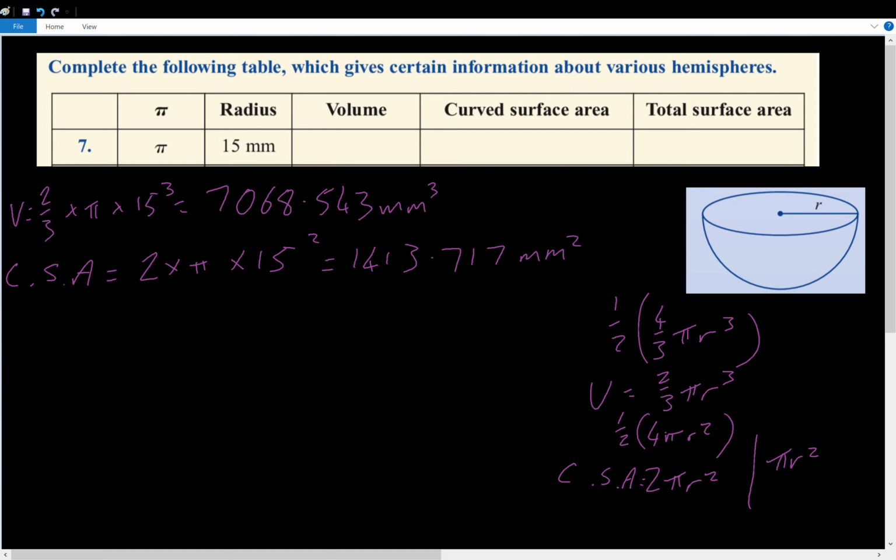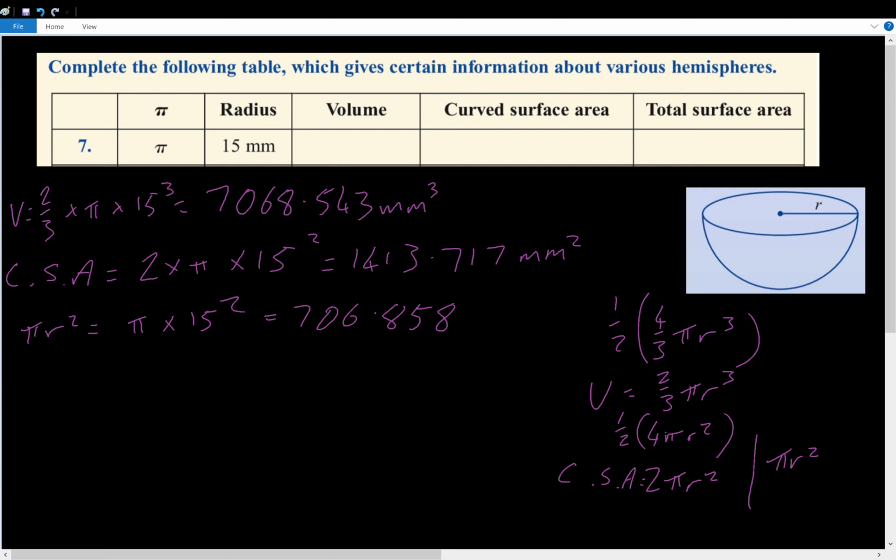For the last bit, we need to get the total surface area. We've got to get the area of the flat circular bit on top here, and that bit's going to be pi r squared, like that. In order to get that, we're just going to go straight into our calculator. So it's going to be pi multiplied by 15 squared, which is equal to 706.858. And now we're just going to add the flat surface area to the curved surface area, and that will give us our total surface area.